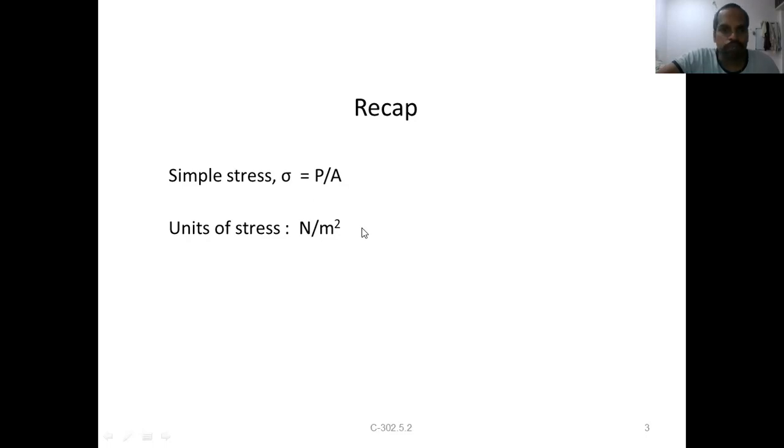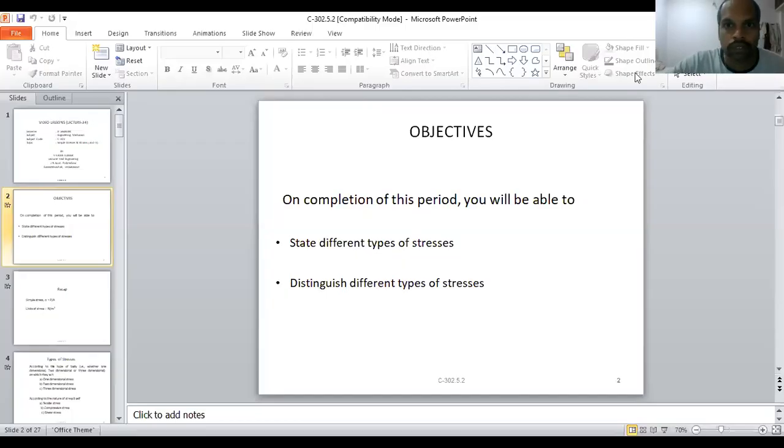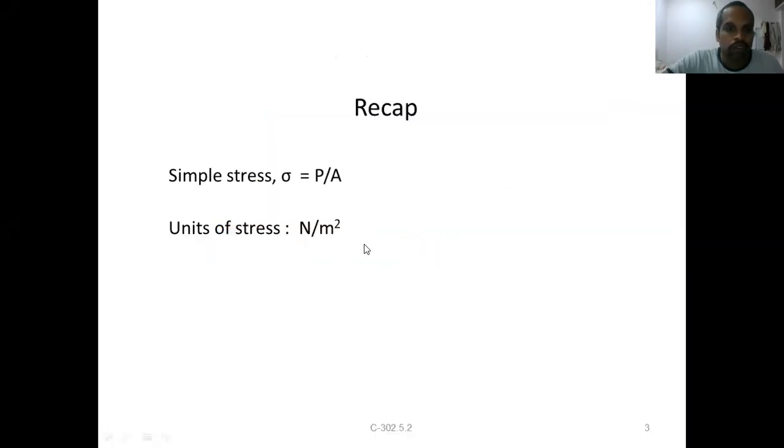We have discussed something about conversion, right? What is megapascal, gigapascal, kilopascal? We have discussed about it. So units of stress are Newton per meter square, and you can express the stress in any desired units.